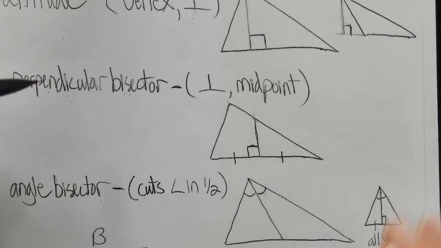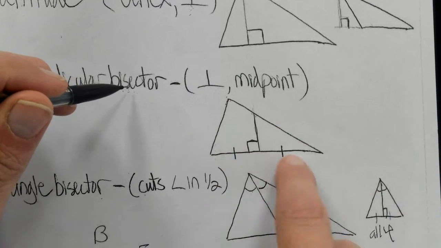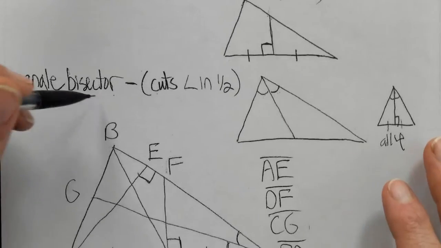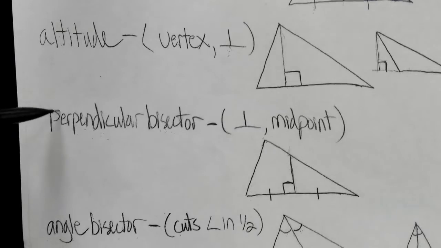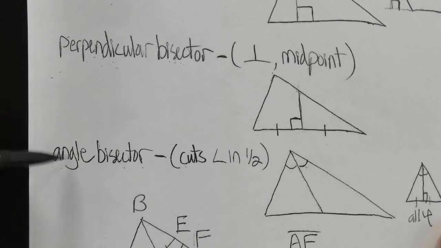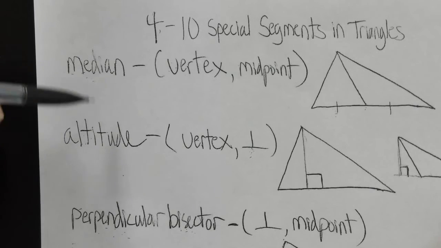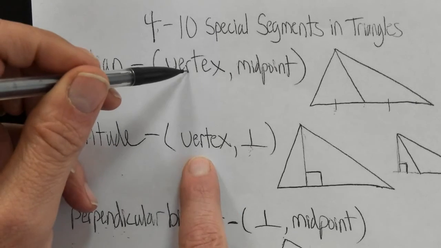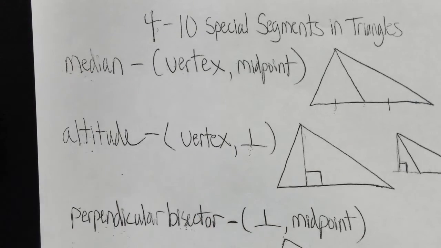Perpendicular bisector, that one tells you perpendicular and bisects, cut in half. An angle bisector, that tells you exactly what it does. It cuts the angle in half. So the name of these two segments tells you exactly what they do. And for the other two, you really have to make sure you memorize the characteristics. Start at a vertex: median, midpoint; altitude, perpendicular to one of the sides.